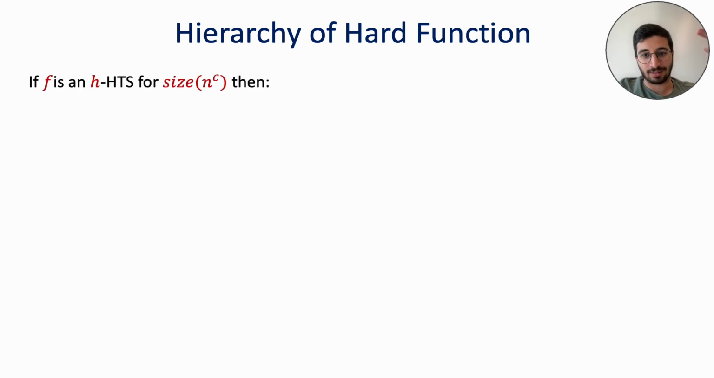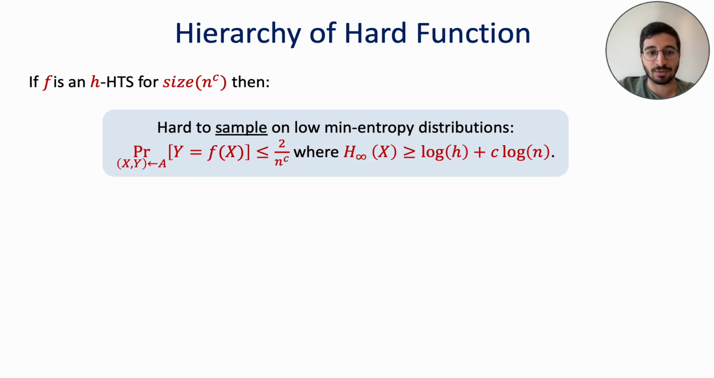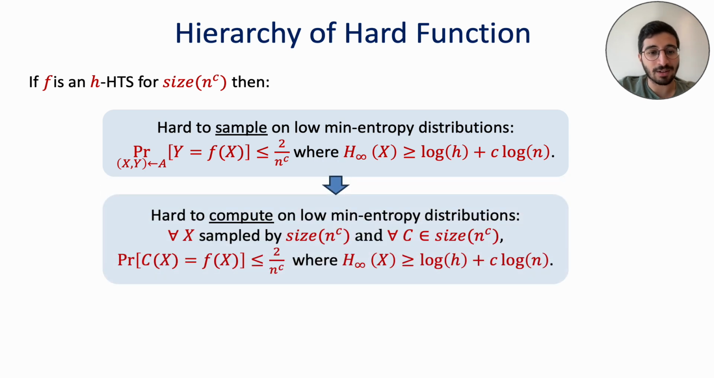So the first, or the strongest, notion we want to point out here is the notion of a hard-to-sample function we proposed a moment ago. As we stated a moment ago, this implies that it's hard to sample on low entropy distributions, or sufficiently high min-entropy distributions. And this also implies that it's hard to compute on sufficiently high min-entropy distributions.